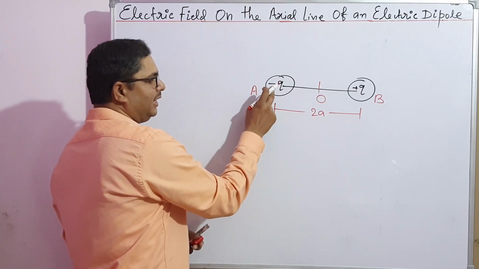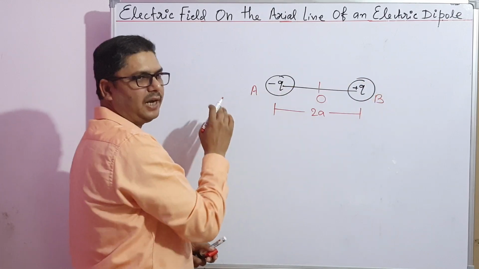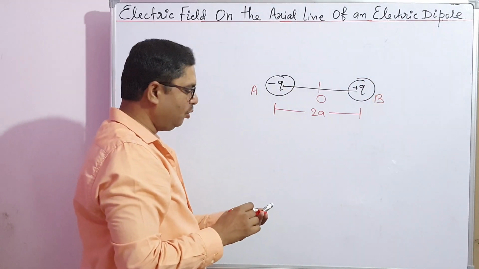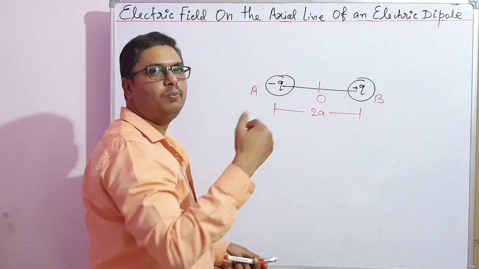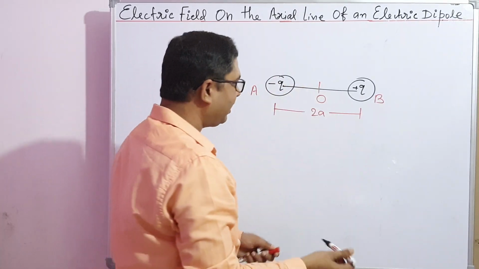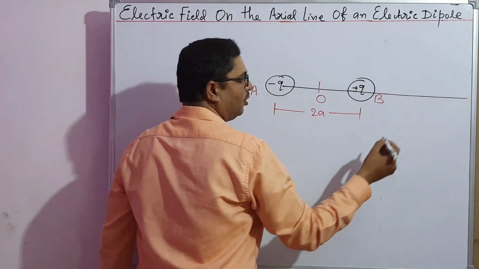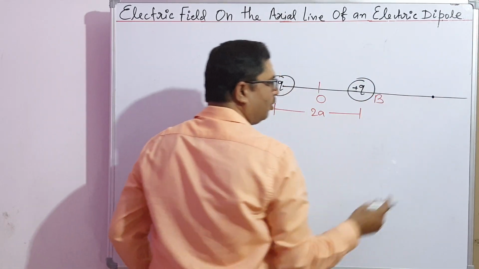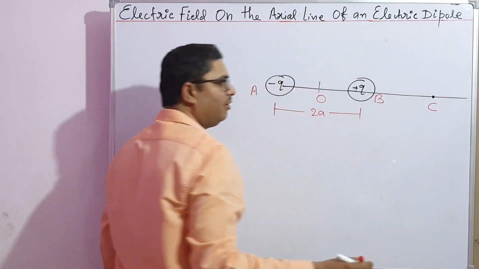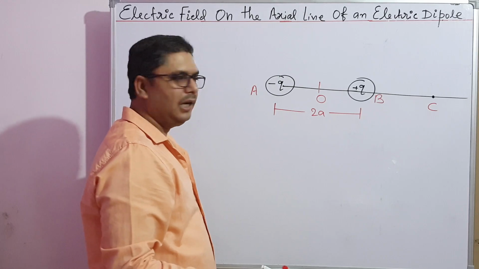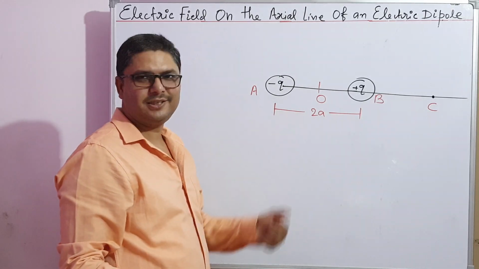Now when you extend the line AB on the right hand side or left hand side, that line is said to be the axial line or end on position. So suppose we extend this line and take a point here known as point C, where we want to find the electric field due to charge at A and charge at B.